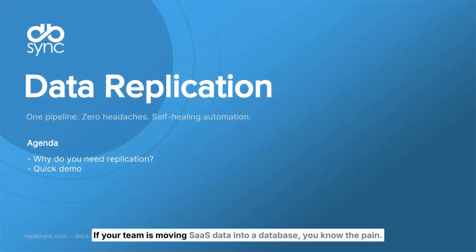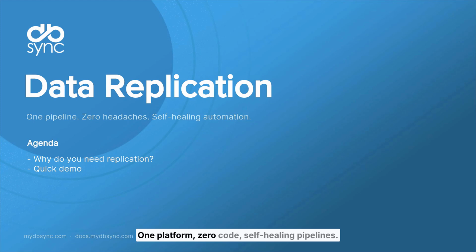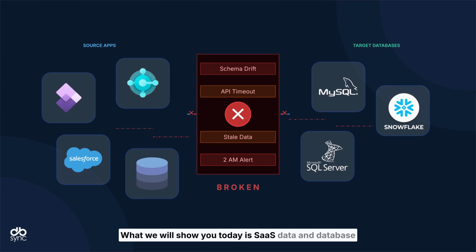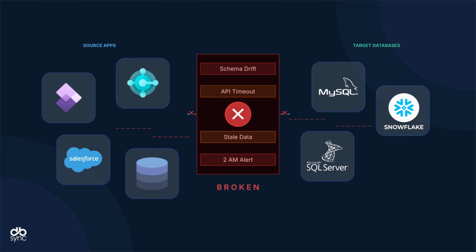If your team is moving SaaS data into a database, you know the pain. Broken pipelines, schema changes, scripts nobody wants to touch. DBSync Cloud Replication fixes all of it. One platform, zero code, self-healing pipelines. What we will show you today is SaaS data and database replication to other databases and popular data lakes.